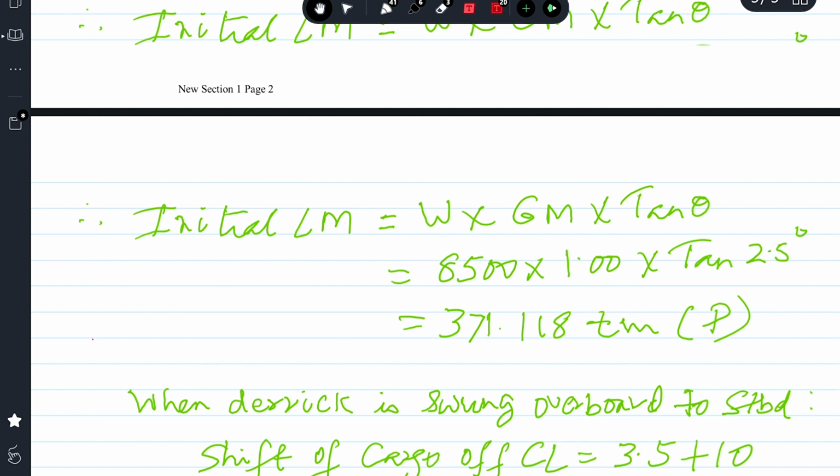I'm sorry, not before cargo picking up. Before picking up the cargo, initial condition of the vessel. Vessel was 2.5 degree listed to the port. Cargo is still not picked up. That time the listing moment was W into GM into tan theta. Original GM 1 meter, original list 2.5 and original displacement. All initial conditions. So there was a listing moment 371.118 to the port before we did the operation.